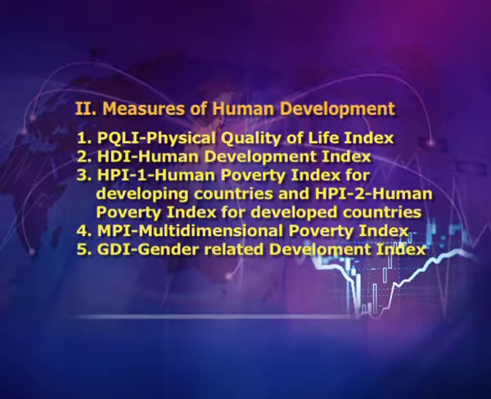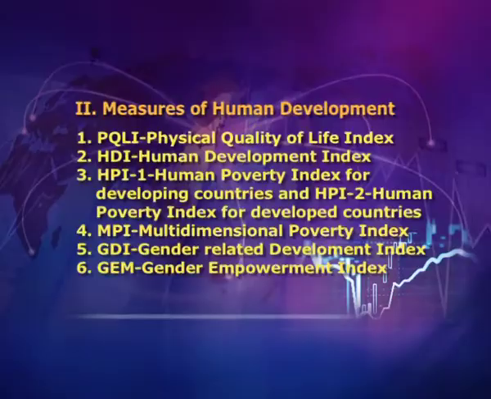Fifth, the Gender Related Development Index. It was introduced for the first time in Human Development Report of 1995. It is a gender sensitive calculation of HDI. GEM, the Gender Empowerment Measure. This was also introduced by UNDP in the Human Development Report in 1995. It is measured using relative economic incomes of women, participation of women in high paying positions with economic power and access to professional and parliamentary positions.